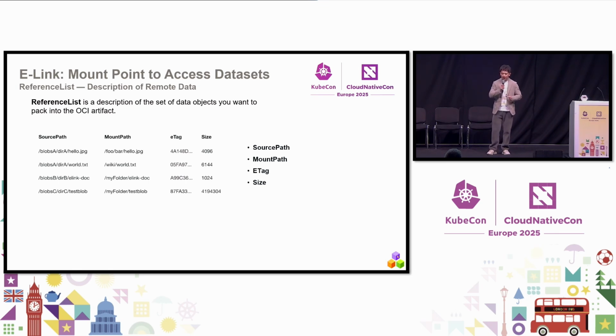The E-tag reflects the data changes, and it represents a version of the object. People can know whether the data has been changed from the E-tag instead of downloading it. And file size is the object size in bytes. Through the reference list, we can describe all the objects we want to access within an OCI artifact.